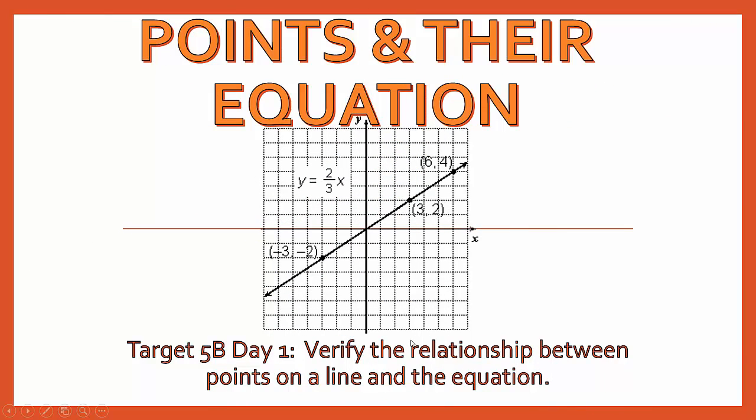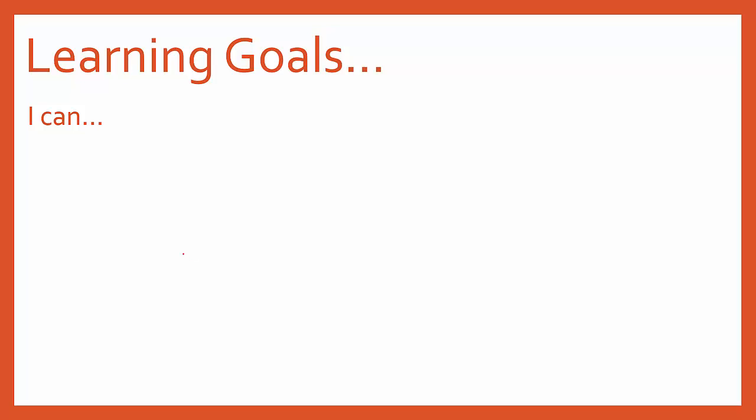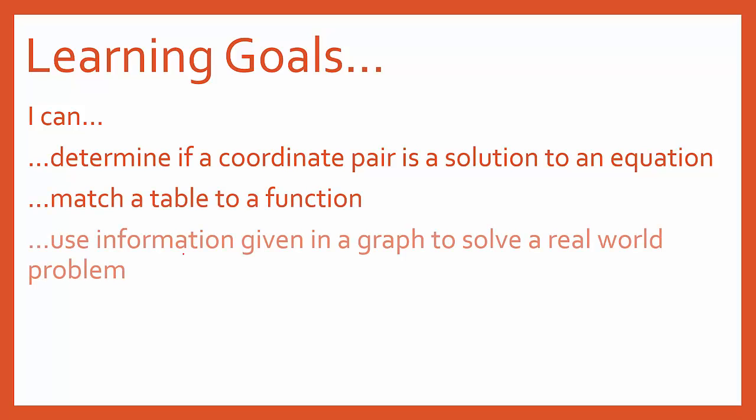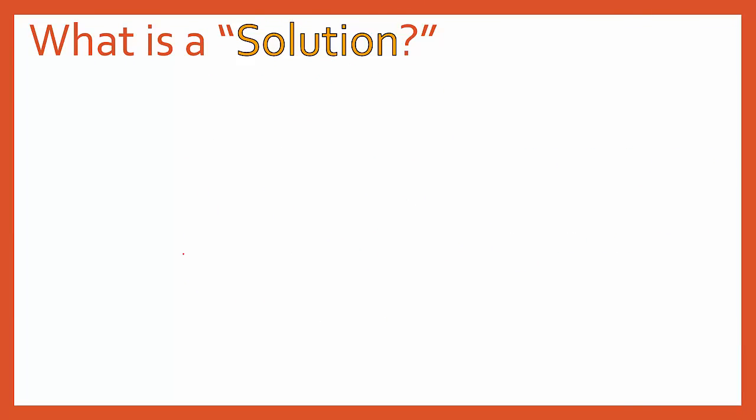Alright, so we are doing points and their equations, so we're going to be doing some stuff with graphs. And this is 5B day 1. Learning goals for this particular lesson: I can determine if a coordinate pair is a solution to an equation, I can match a table to a function, and I can use information given in a graph to solve a real-world problem. So first, let's make sure that you understand what a solution is.